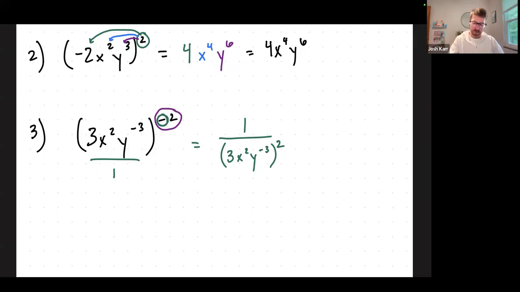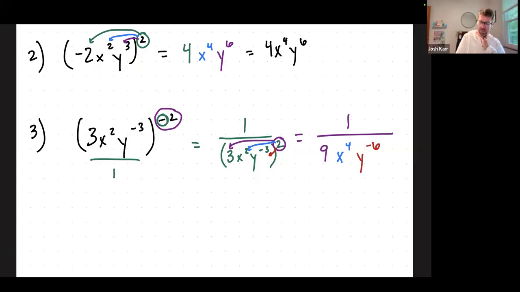So I prefer to do it this way. Now I go and work on applying that 2, doing my power rule. So let's go through there. This 2 means squared. So we're going to do 3 squared. 3 times 3 is a 9. Moving on, we have x squared squared. So we get to do 2 times 2, we get x to the 4th. And then our last bit there, we've got y to the -3rd squared. So we're going to do -3 times 2. So we get y to the -6.